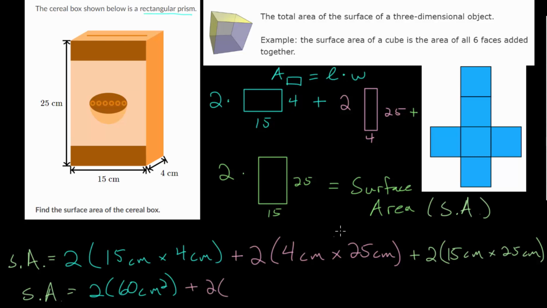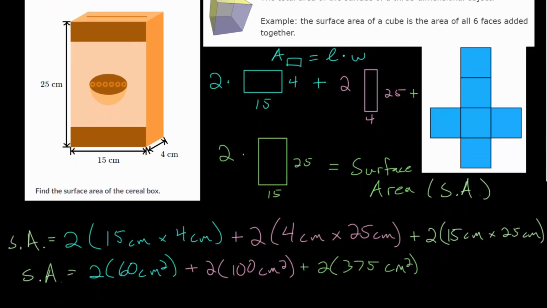And here we have 2 rectangles, 4 centimeters by 25 centimeters, so that's 100 square centimeters. And lastly, we have this 15 by 25 centimeter rectangle, and there's 2 of them. So if we do 10 times 25, that's 250. 5 times 25 is 125. We add those together, 250 plus 125 is 375. And as always, when finding surface area, you're going to end up with square units if you're doing it correctly. So now we just need to add all these together.